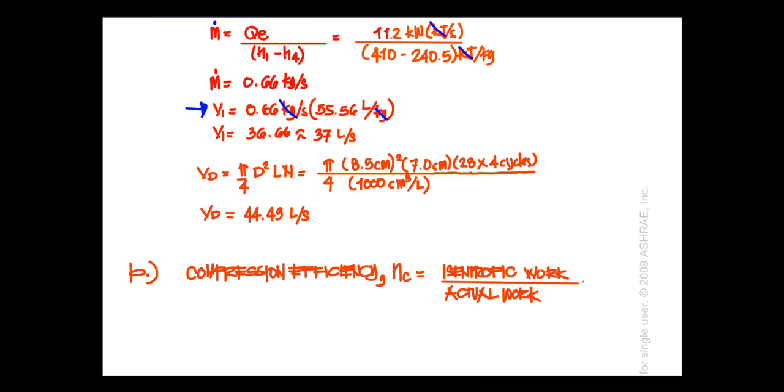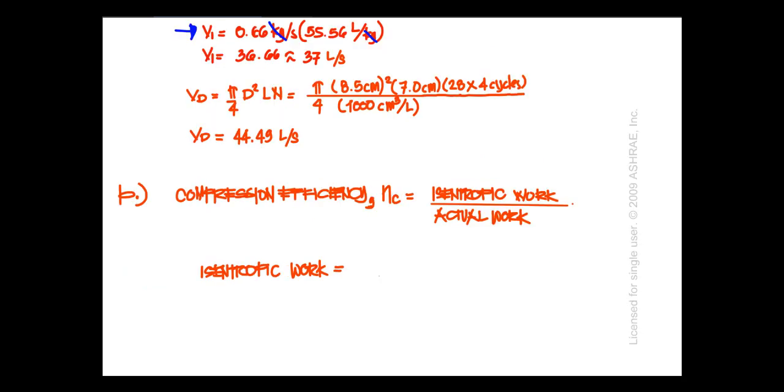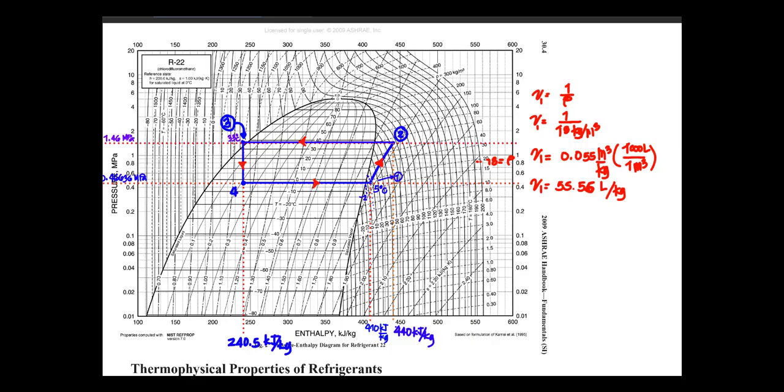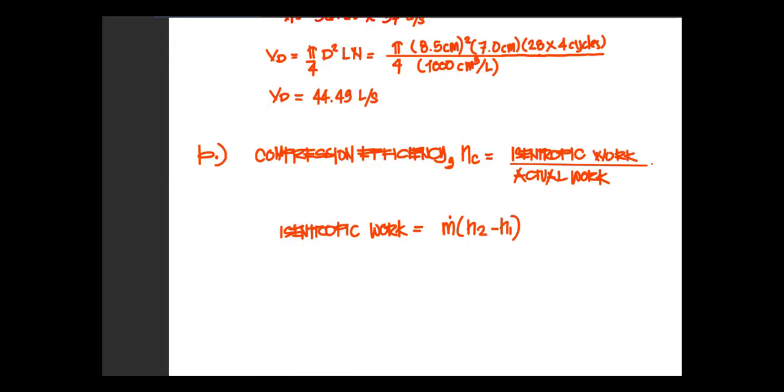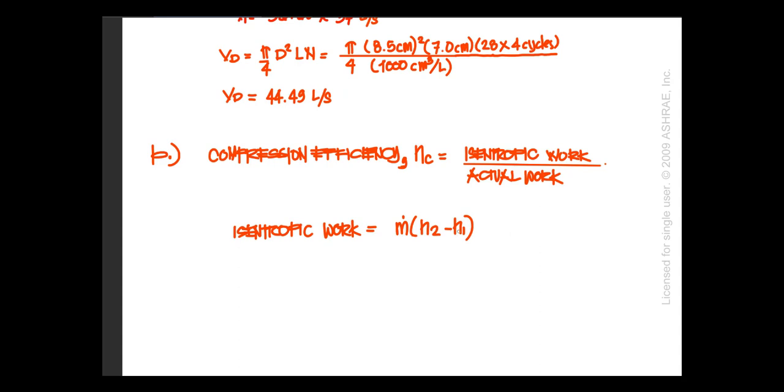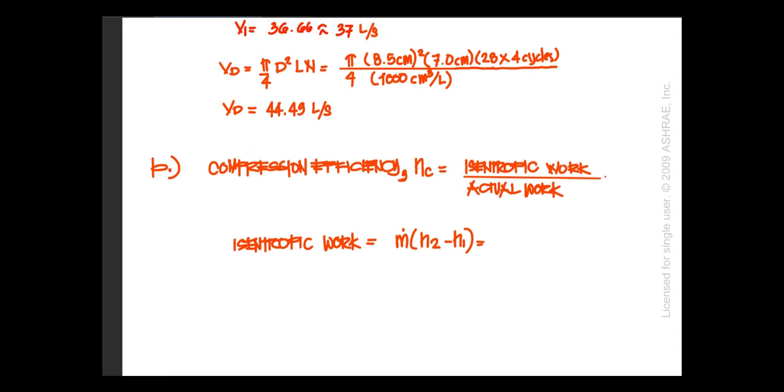Now for letter B, the compression efficiency is equal to the isentropic work divided by the actual work. The isentropic work is equal to the mass flow rate times the change in enthalpy from point 1 to point 2. Since this is the work of the compressor, the isentropic work is the change in enthalpy from point 1 to point 2. So we have to substitute the values.